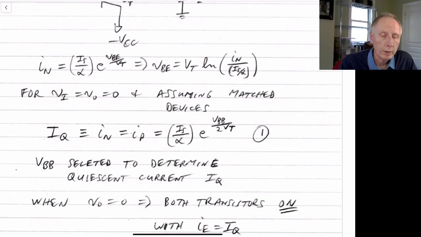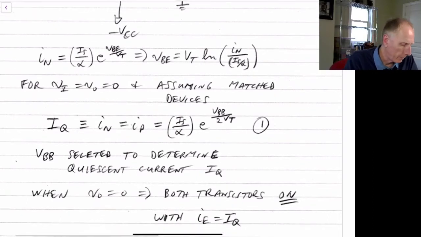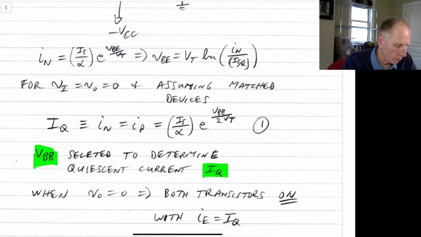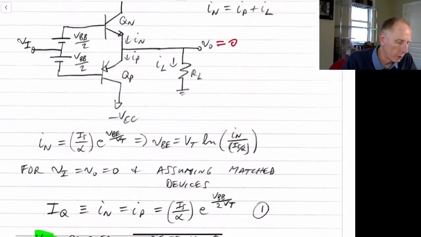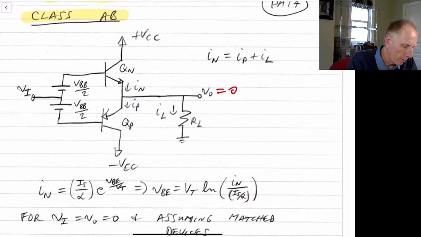So the goal when you're designing a Class AB amplifier is to select that VBB in order to determine our quiescent current, I sub q. And as I mentioned, when the voltage at the output is equal to 0, both transistors will be on, and we'll have a quiescent current of I sub q going right through from VCC to negative VCC.